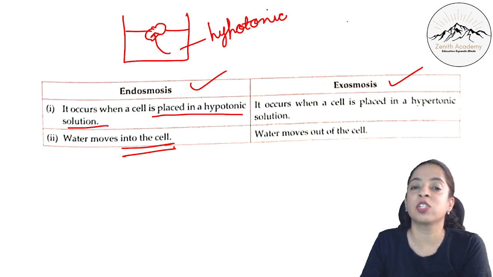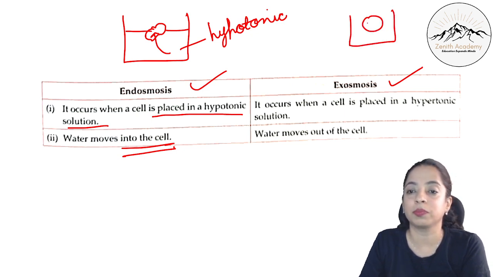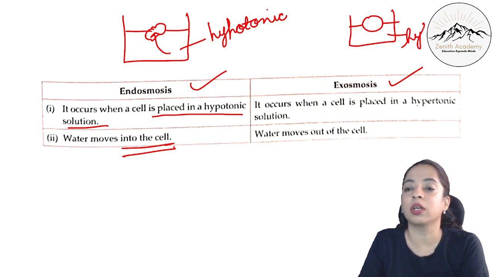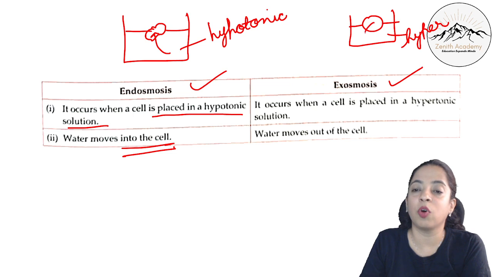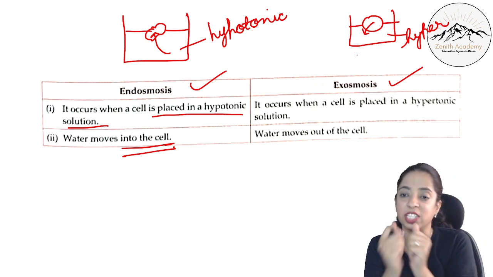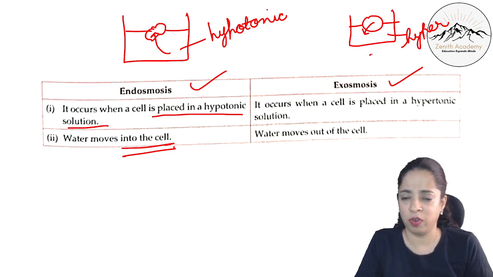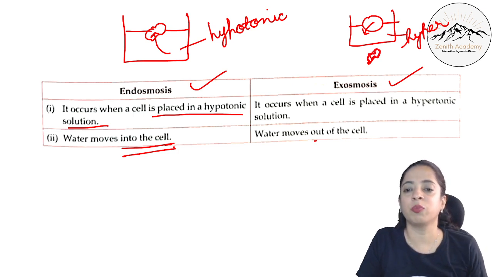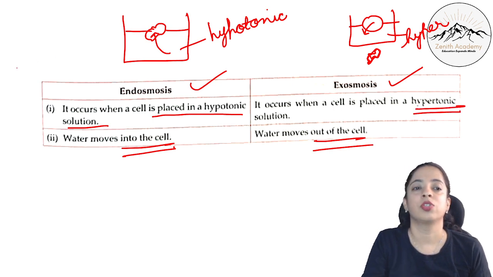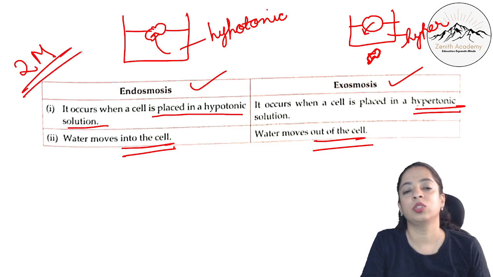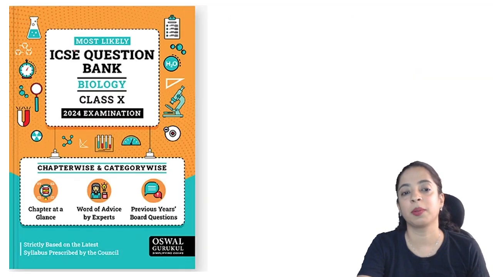Now in exosmosis, what happens? The solution that is kept is hypertonic. The water will come out and it will cause shrinkage. Now it is in turgid condition. When water moves out, it will become like this. So water moves out of the cell and it is placed in hypertonic solution. So this can be asked for 2 marks. So please try to write the 2 points.